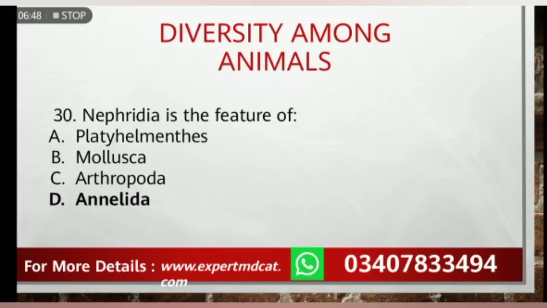Nephridia is the feature of. Nephridia हमारे पास excretory structure है, और ये किन में होता है? प्लेटीहेलमिन्थेस, मोलस्का, आर्थ्रोपोडा, Annelida. Correct option is Annelida.